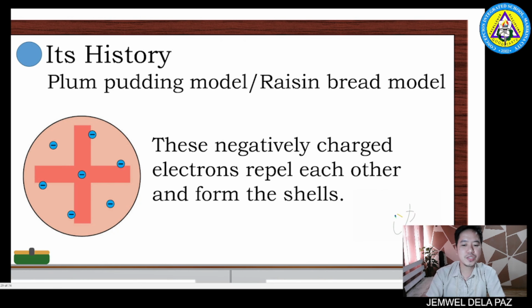These negatively charged electrons repel each other and form the shells. The repulsion of the electrons is due to their charge. We know that similar charges repel, while opposite charges attract.